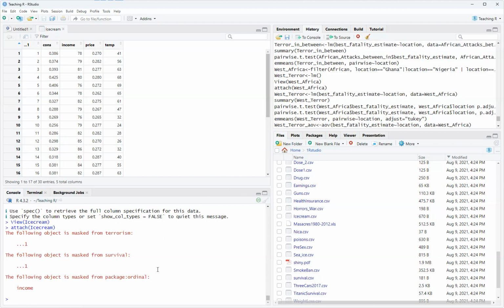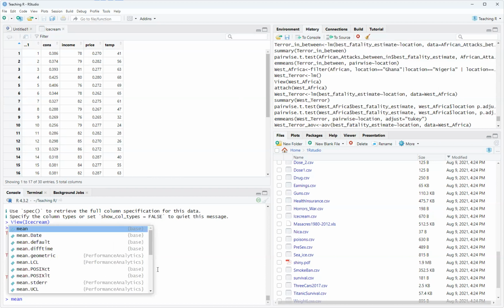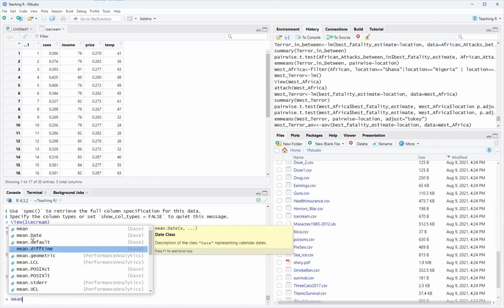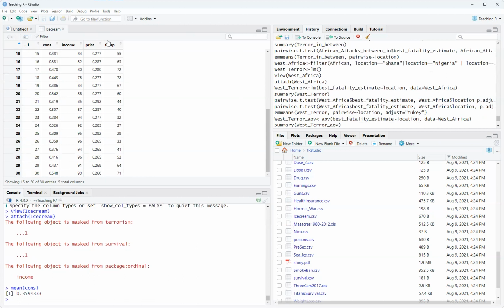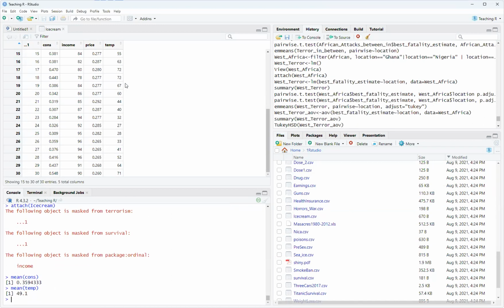You can get the mean, right? The average right here. This is called a function, MEAN. And you do it, and then I want the mean of all those numbers. There's 30 in consumption. Oh, okay, it's 0.35. Then I want the mean temperature. So I can go back up using the arrow, and then I type temperature. Boom. And I have it, 49. So that's the mean average.